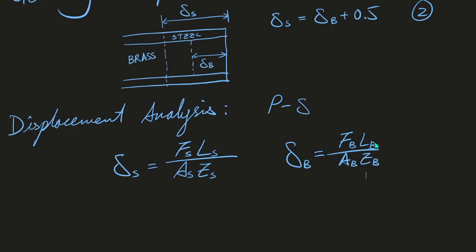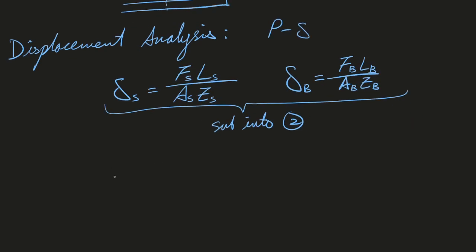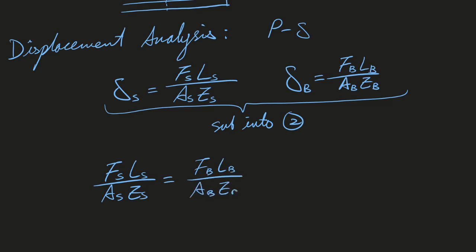Now we can put all these together and sub into equation 2, which will give us that FsLs over AsEs is equal to FbLb over AbEb plus 0.5.